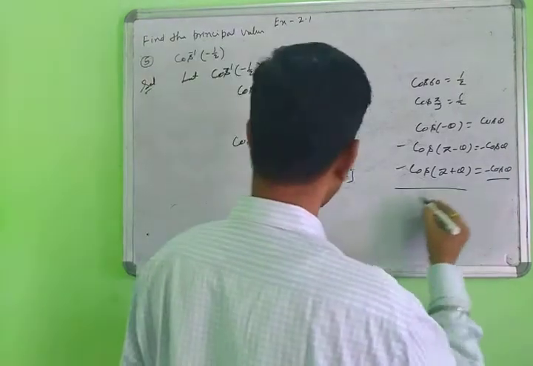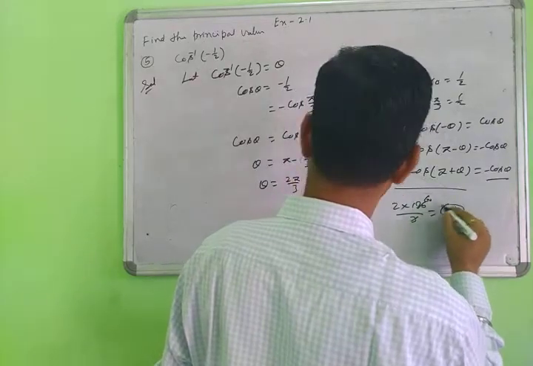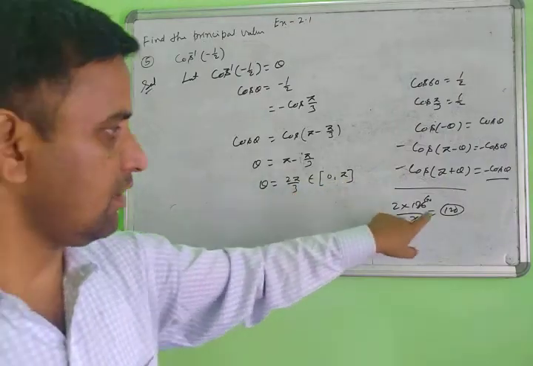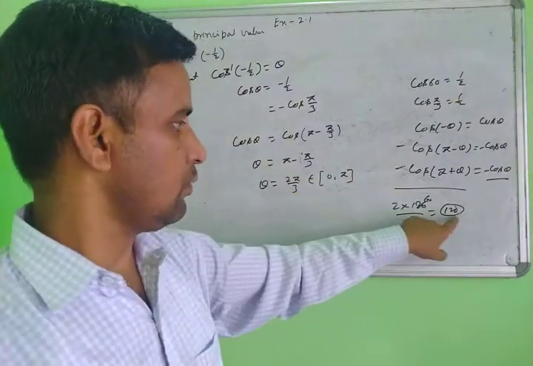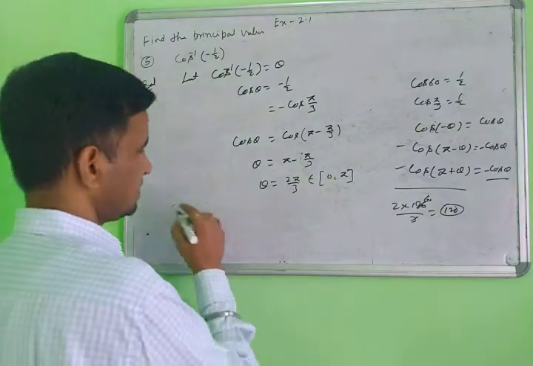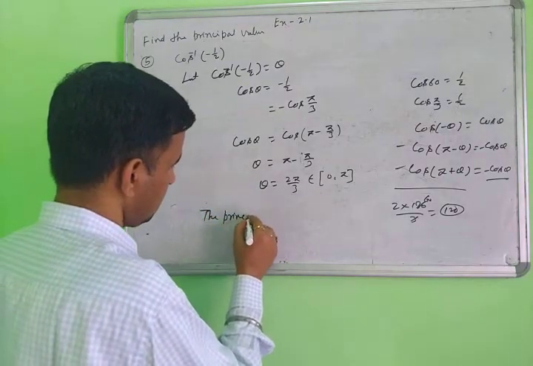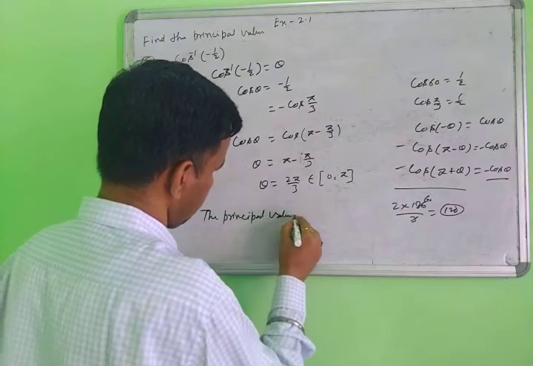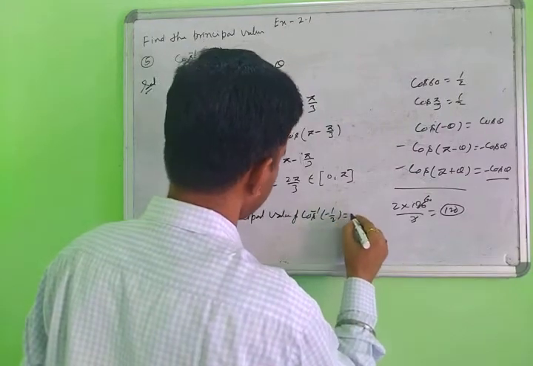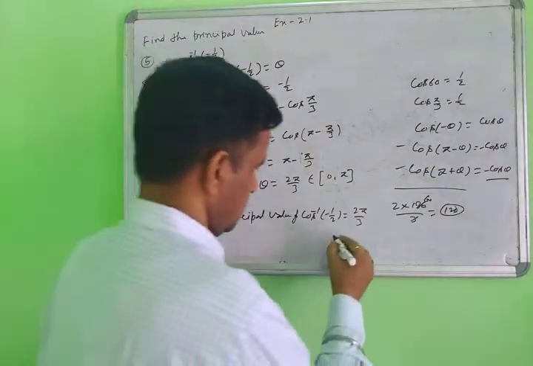How to check this? Now check: 2 into 180 upon 3. 3 sixes are 18, 6 twos are 12, so 120. This belongs to 0 to pi. Pi means 180 degrees, so 0 to 180. This is the value of 2 pi by 3, 120 degrees. So 120 is within 0 to pi. So yes, the principal value of cos inverse minus 1 by 2 equals 2 pi by 3. This is your answer.